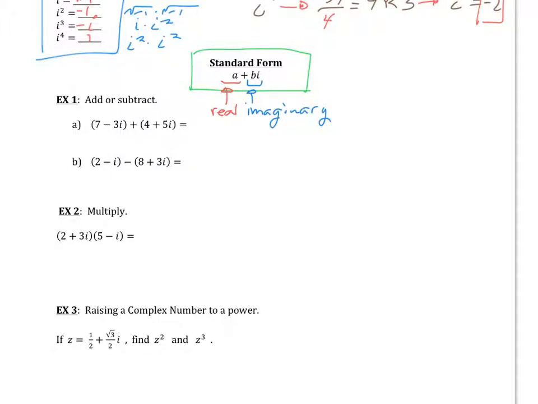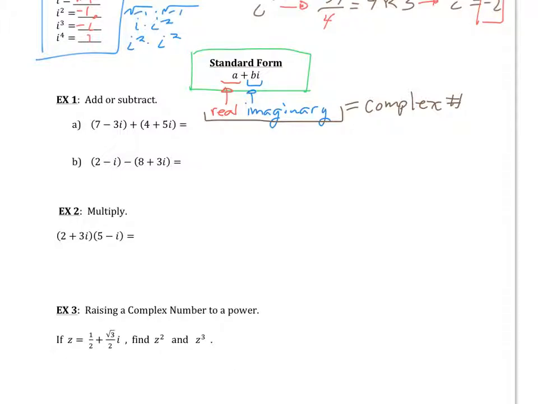And together, these two together equal a complex number. The real part has to come first. The imaginary part has to come second. If you reverse them, you're going to get marked wrong because standard form is picky. It is what it is.